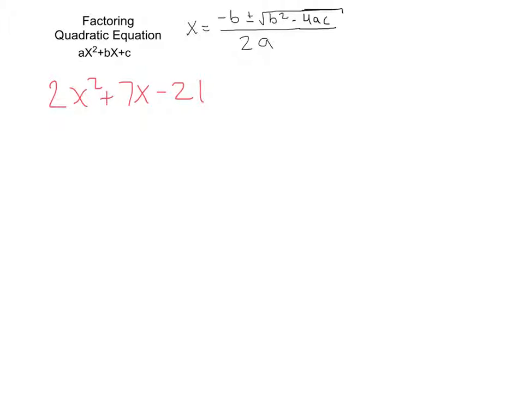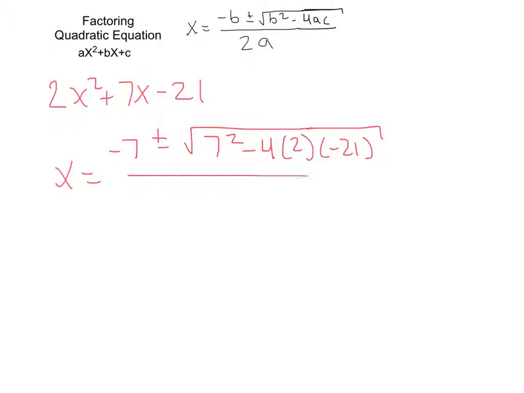So with this one, you're never going to guess these numbers doing the guess and check method, or even factor by grouping. It's not going to work for this, because your answer is actually going to be an irrational number. So for this one, let's set it up. We're going to say x equals negative b, which b is 7 in this case, plus or minus the square root of b squared minus 4 times a times c all over 2a.